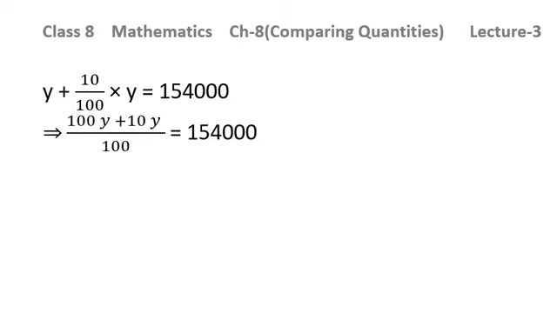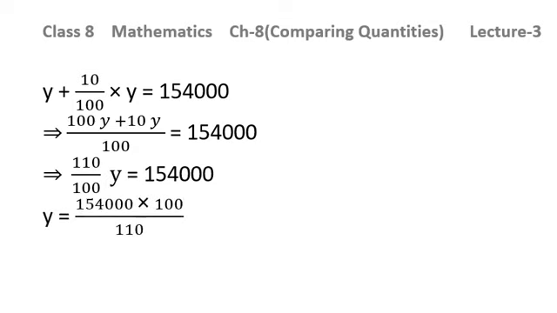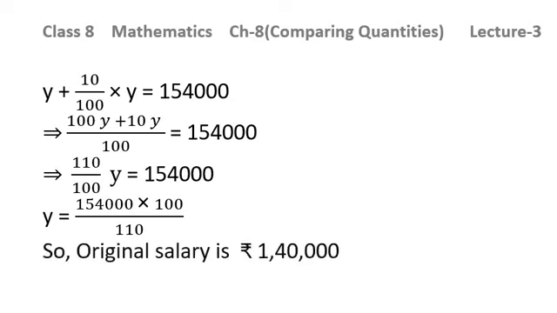You will be taking the LCM here, that will be 100Y plus 10Y, equal to 1,54,000. Here it will be 110 over 100 Y is equal to 1,54,000. So Y will be equal to 1,54,000 into 100 over 110. Then after solving, you will be getting the original salary as 1,40,000. So 1,40,000 plus 10% increase, that is 10% of 1,40,000, will give you the total salary of 1,54,000.